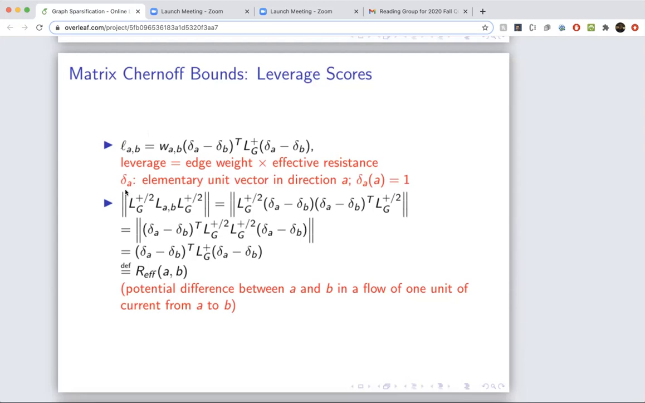So now we're going to take LG plus over 2 times the elementary Laplacian between A and B, times LG plus over 2. We're going to look at the norm of this quantity, and we're going to break it down a little bit. The first thing we notice is that the outer product of delta A minus delta B with itself is actually just equal to the elementary Laplacian between A and B.